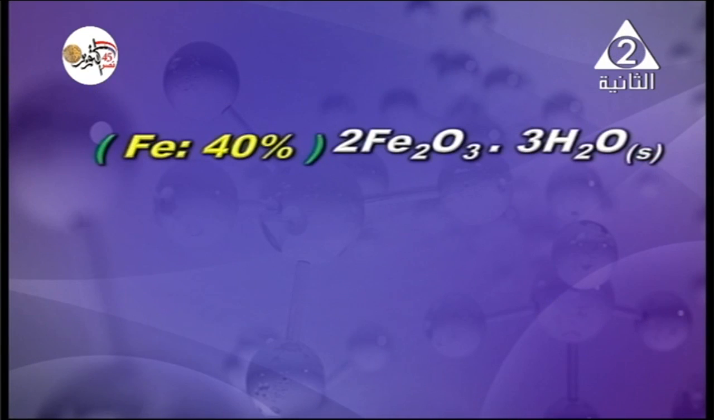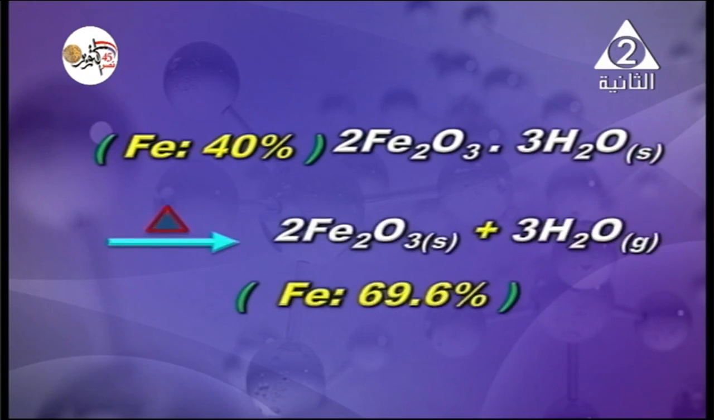Or we can use limonite, 2Fe2O3·3H2O. By heating it gives iron(III) oxide that has a greater percentage of iron, as shown on the screen.